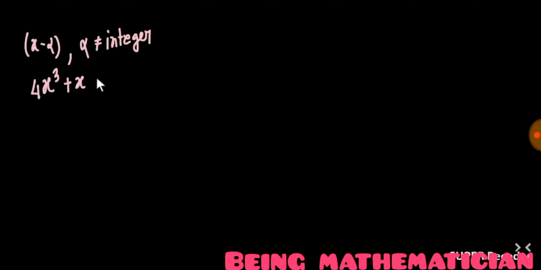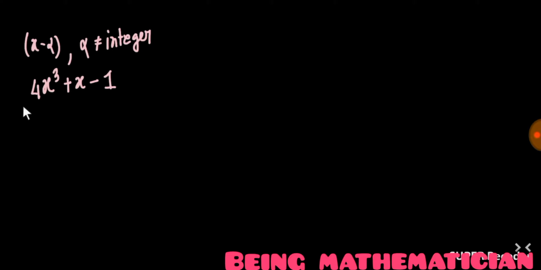Now we factorize a polynomial whose factor is x minus alpha, where alpha is not an integer. This type of zero factorization is very rare. Now we see how it is possible. Let us assume that the expression is 4x cube plus x minus 1.